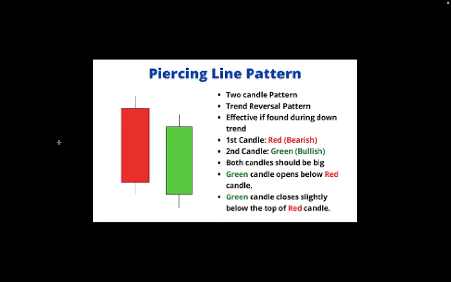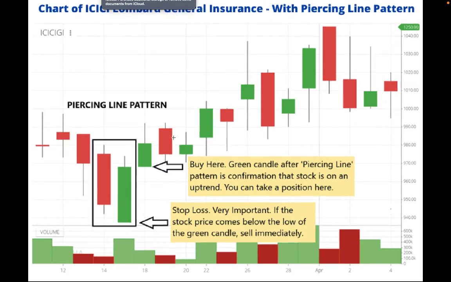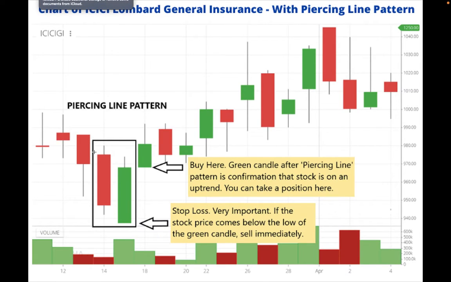Let's see some examples of the piercing pattern. Here we could see piercing patterns for ICICI General Insurance stock. We could see a piercing pattern here. The first candle is red and the second candle is green. The green candle after the piercing line pattern is a confirmation that this stock is in an uptrend.